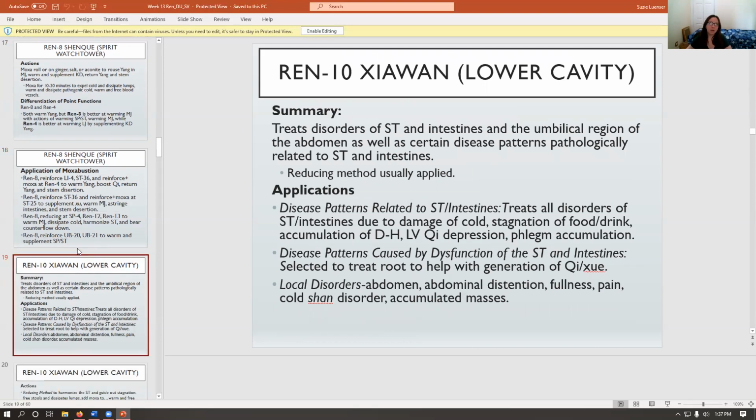Next up is Ren 10. Ren 10 treats disorders of stomach and intestines. Reducing method is usually applied at this point. So we are talking about intestinal disorders. Disease patterns caused by dysfunction of stomach and intestines. This can be a root point to help generate Qi and blood.